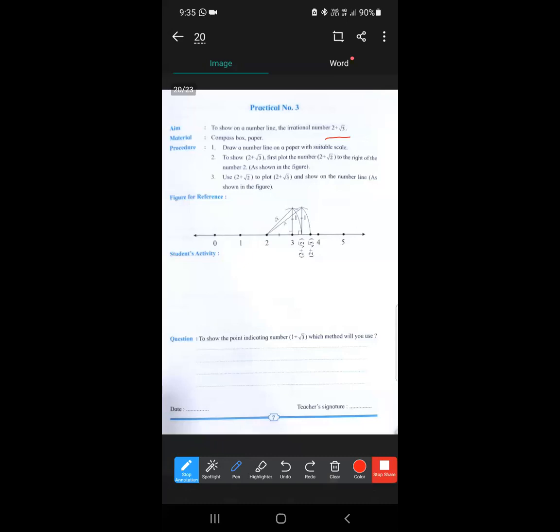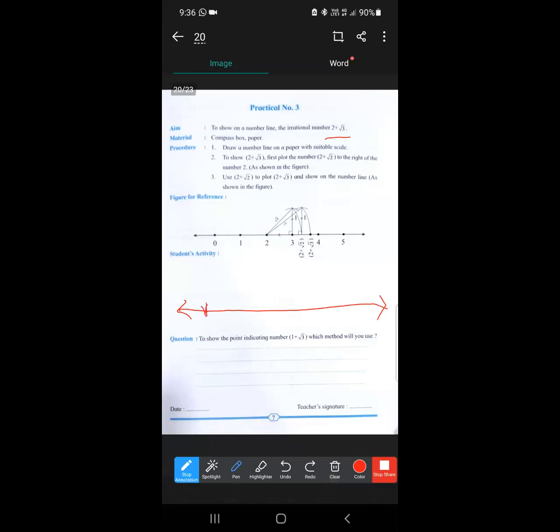Now here the procedure is given, steps are given, and you need to follow those steps. That is, draw a number line on a paper with a suitable scale. So here you can see a number line they have drawn. Okay, so here you will draw the number line.